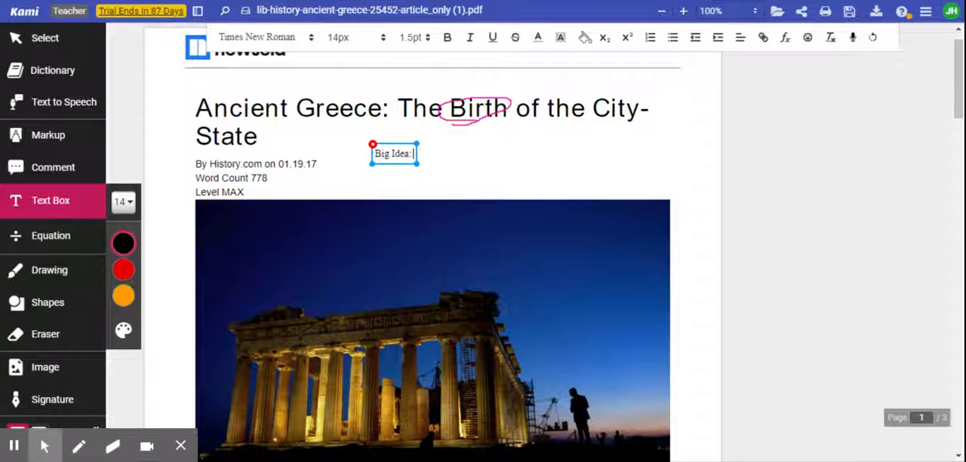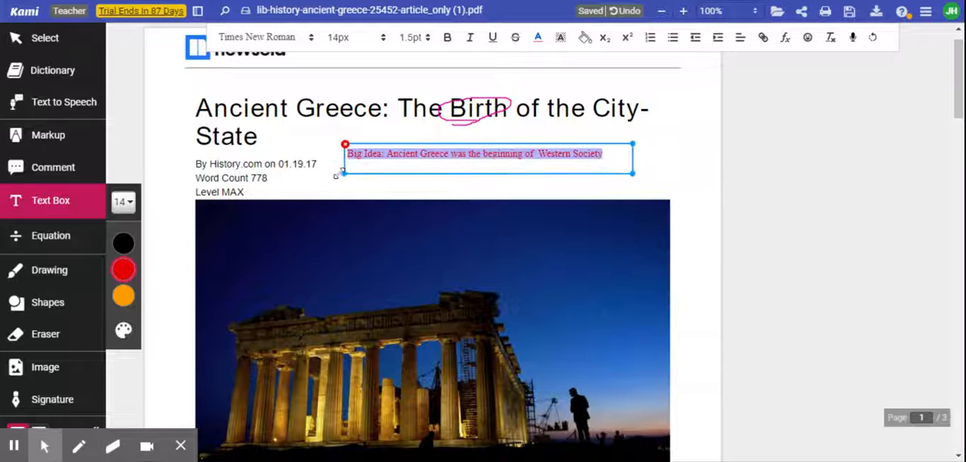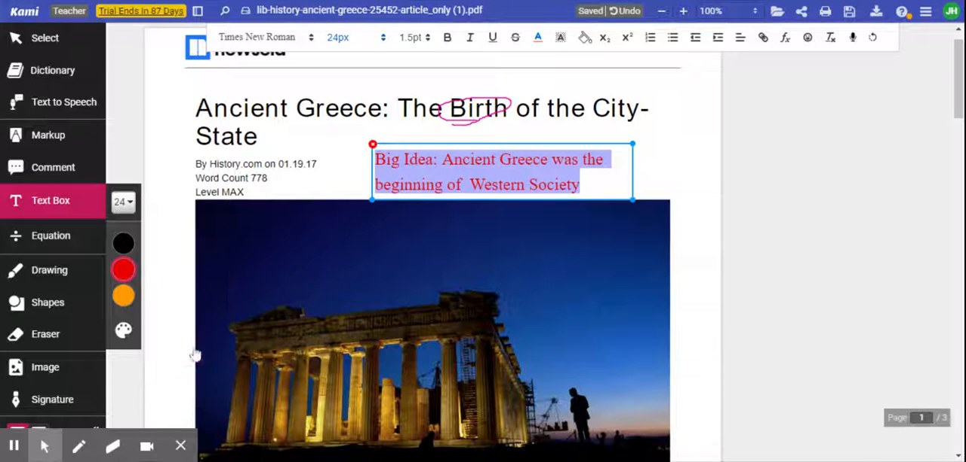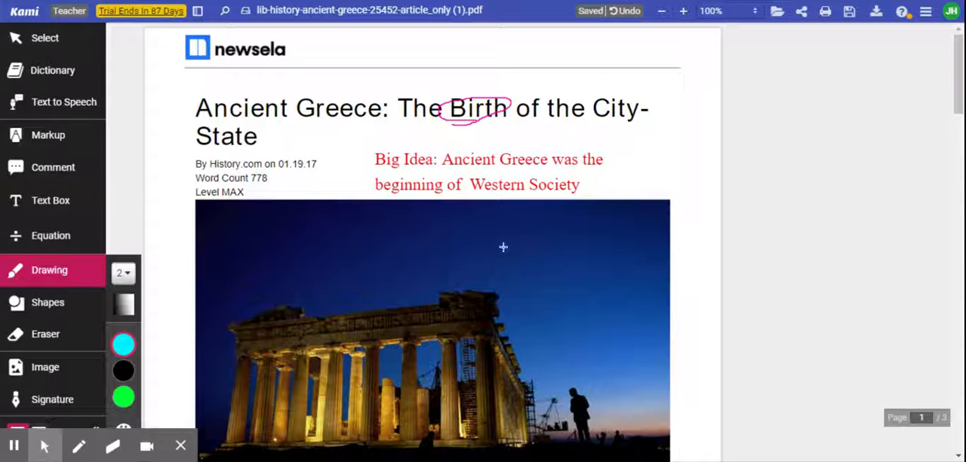So I'm going to type this up here. Big idea, ancient Greece was the beginning of Western society. This way we can have it on the screen and we can refer back to it as needed. Okay, let's see. I'll try to make this bigger so that we can see it easier. Okay, so our big idea is that ancient Greece is the beginning of Western society. So we're going to keep that in mind as we go through and read.